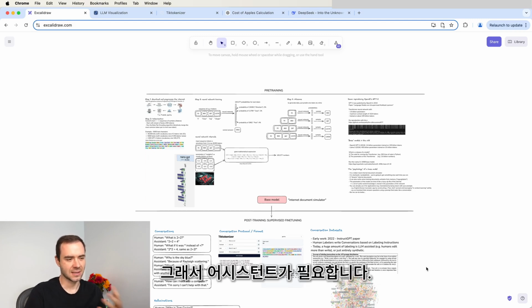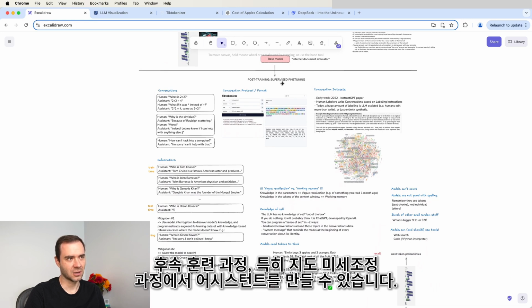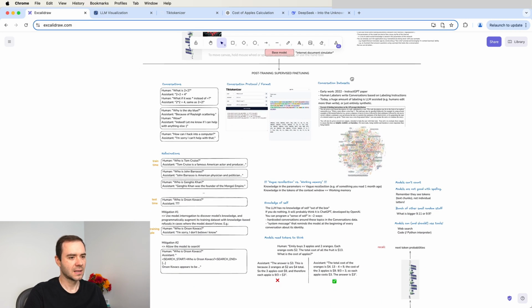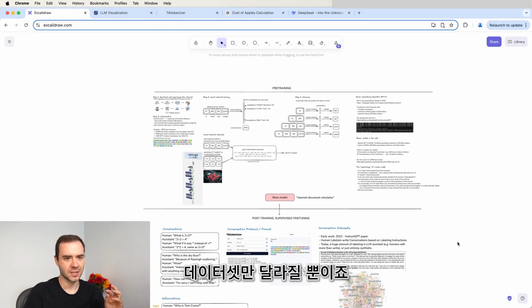So for that, we need an assistant. And we saw that we can actually construct an assistant in the process of post-training, and specifically in the process of supervised fine-tuning, as we call it. So in this stage, we saw that it's algorithmically identical to pre-training. Nothing is going to change. The only thing that changes is the dataset.